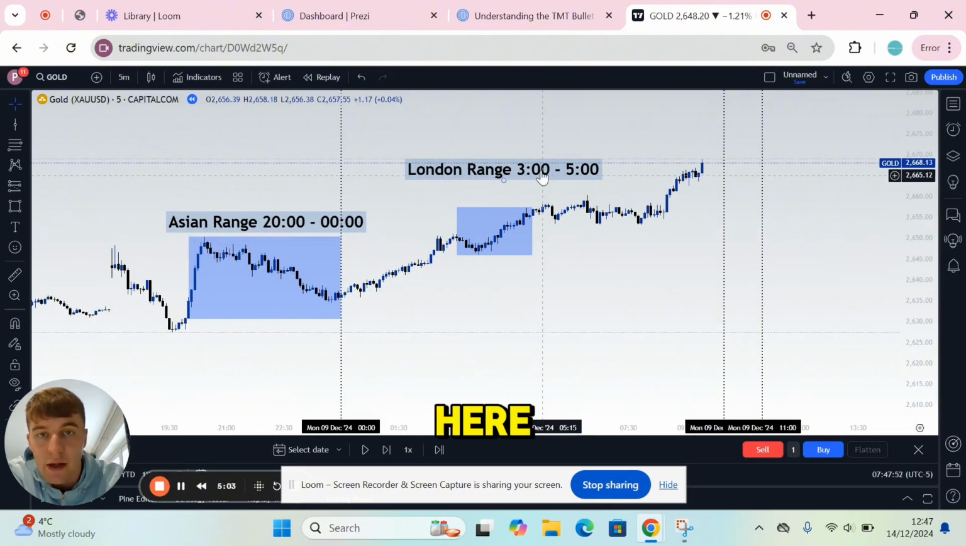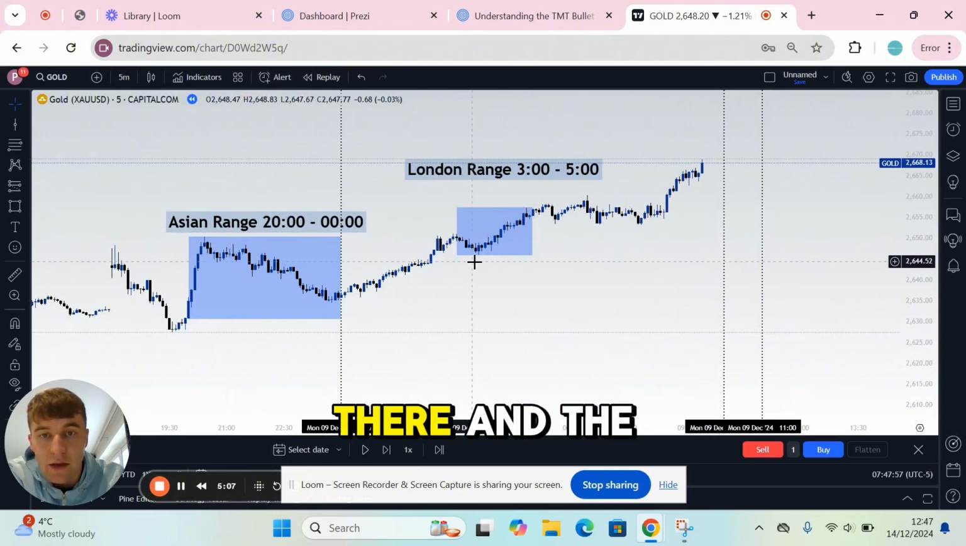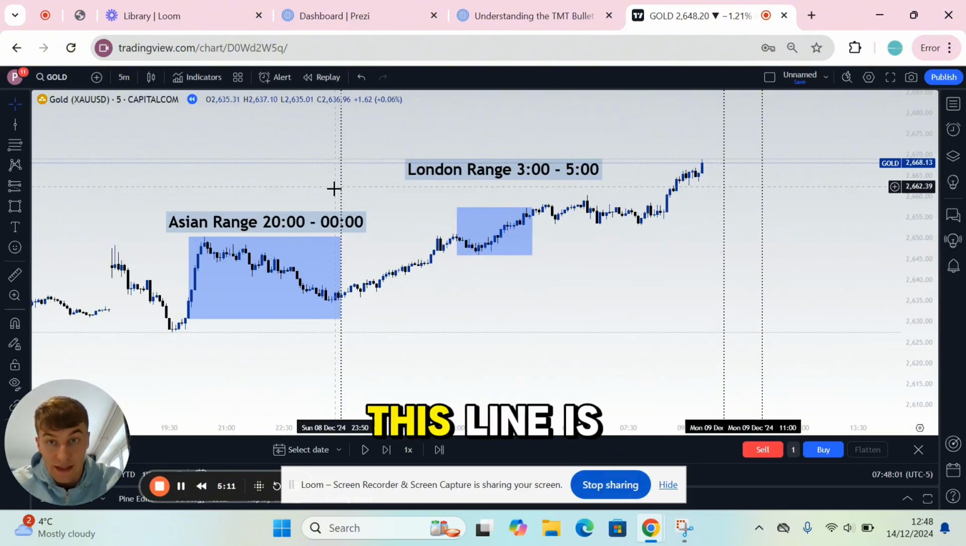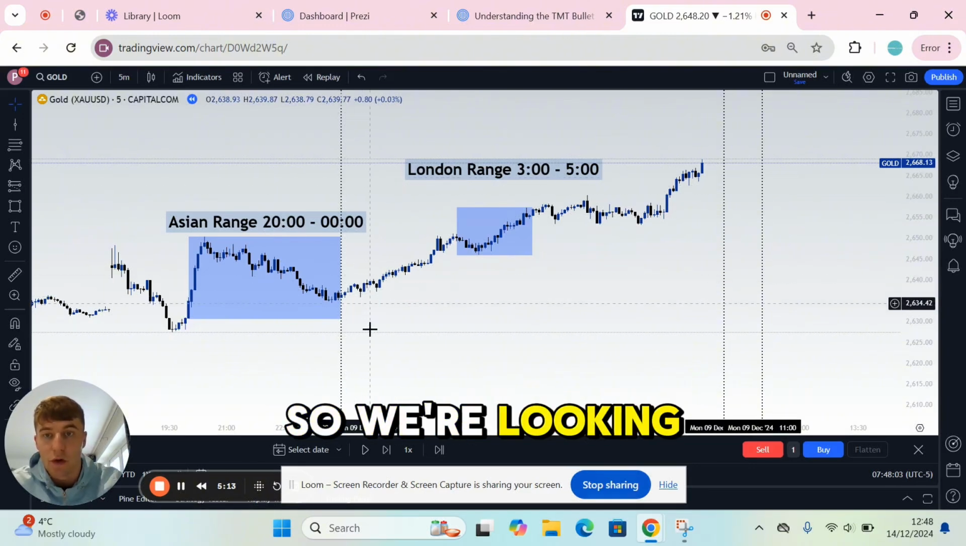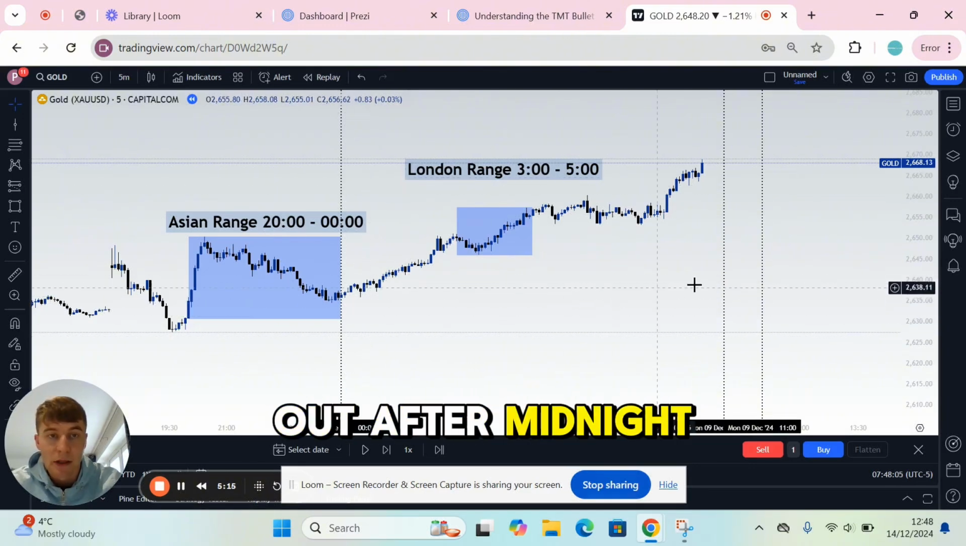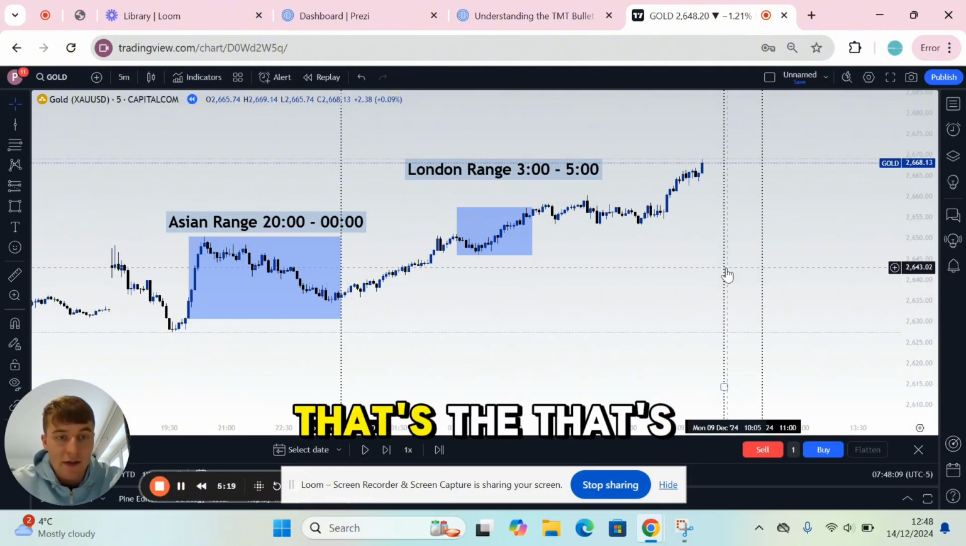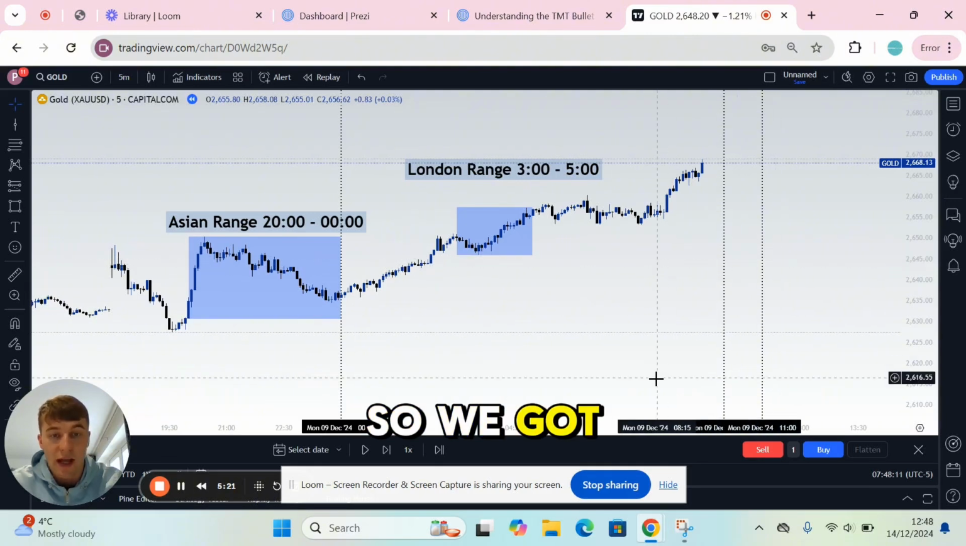We've got the London range here. So we've got 3 till 5, and we've got the highest point there and the lowest point there, as you can see. This line is the midnight, so we're looking for a range to be taken out after midnight. And we've got here marked out with the black dots the first execution zone. So we've got 10 to 11.